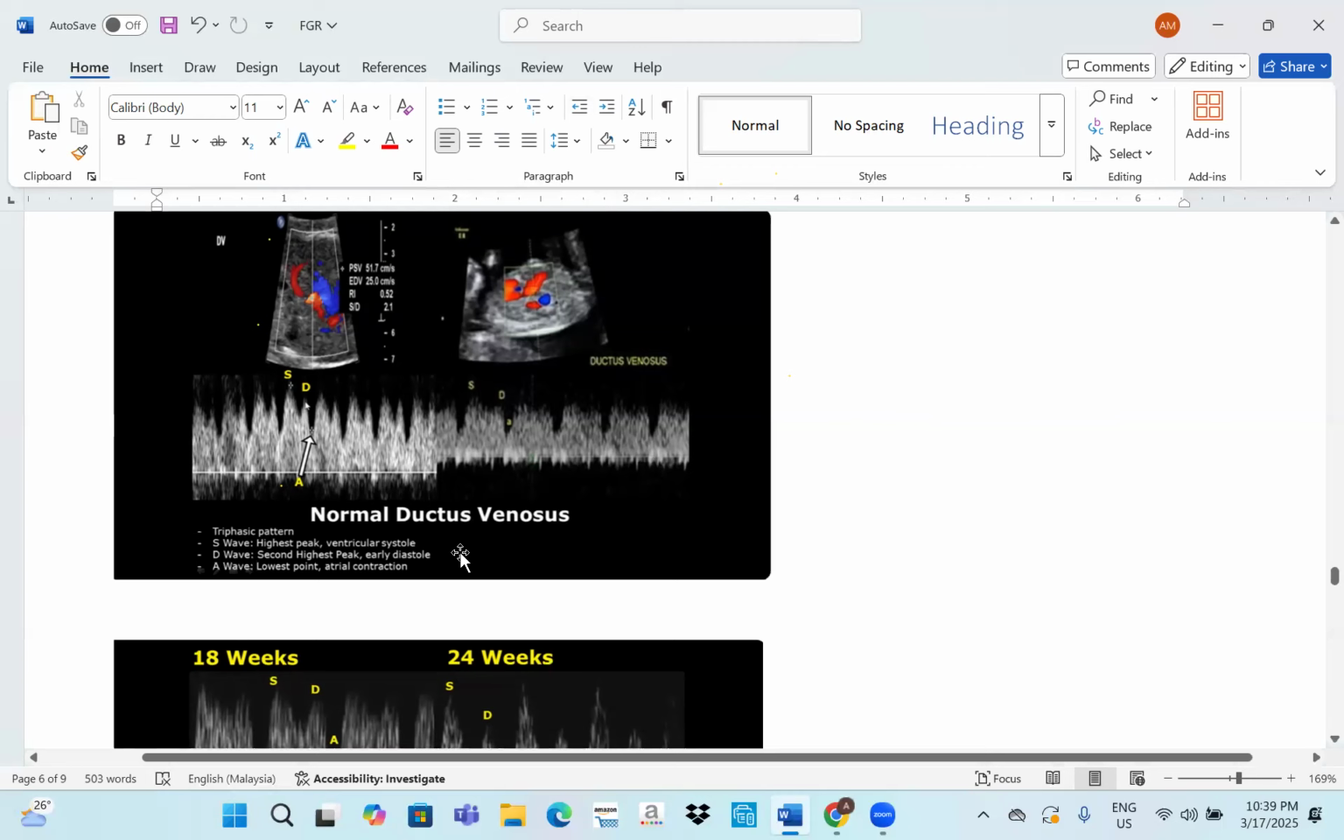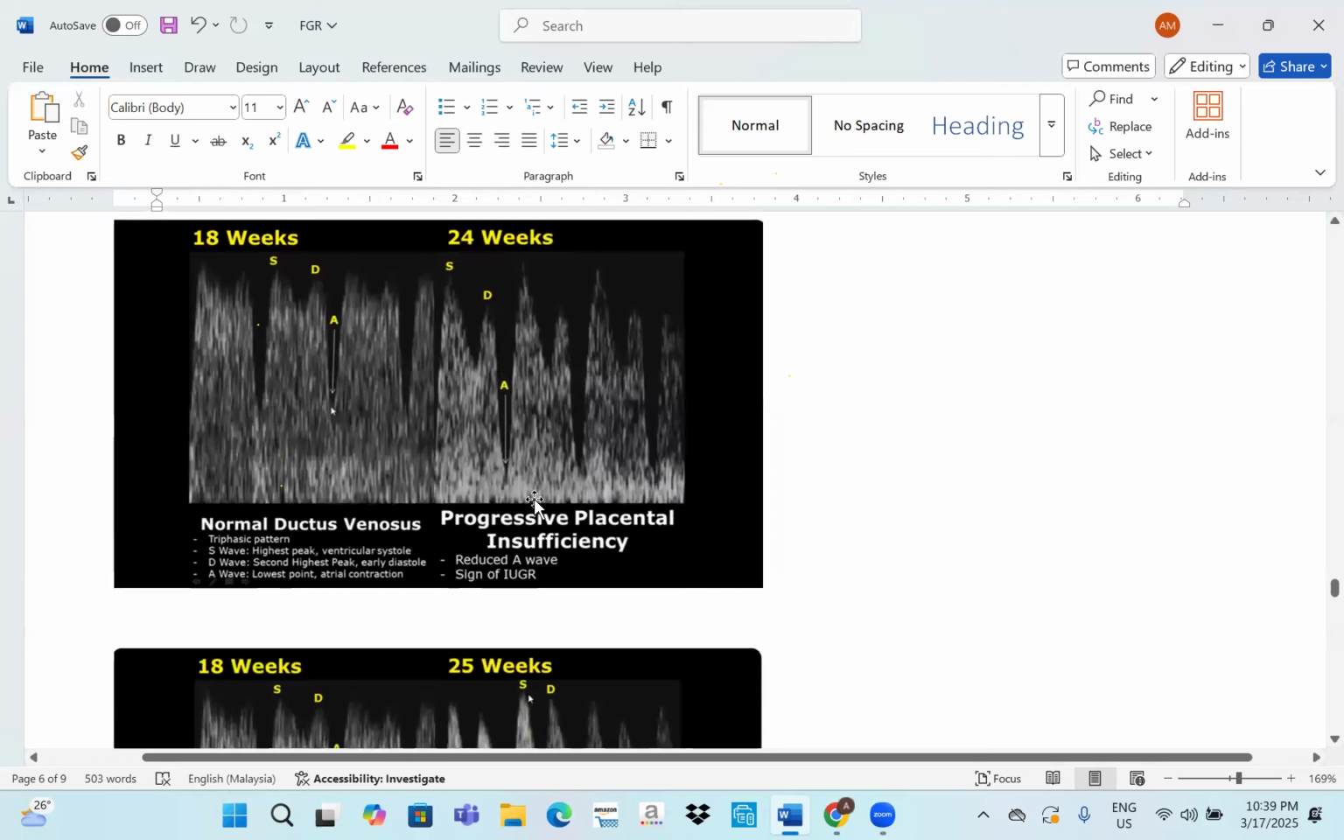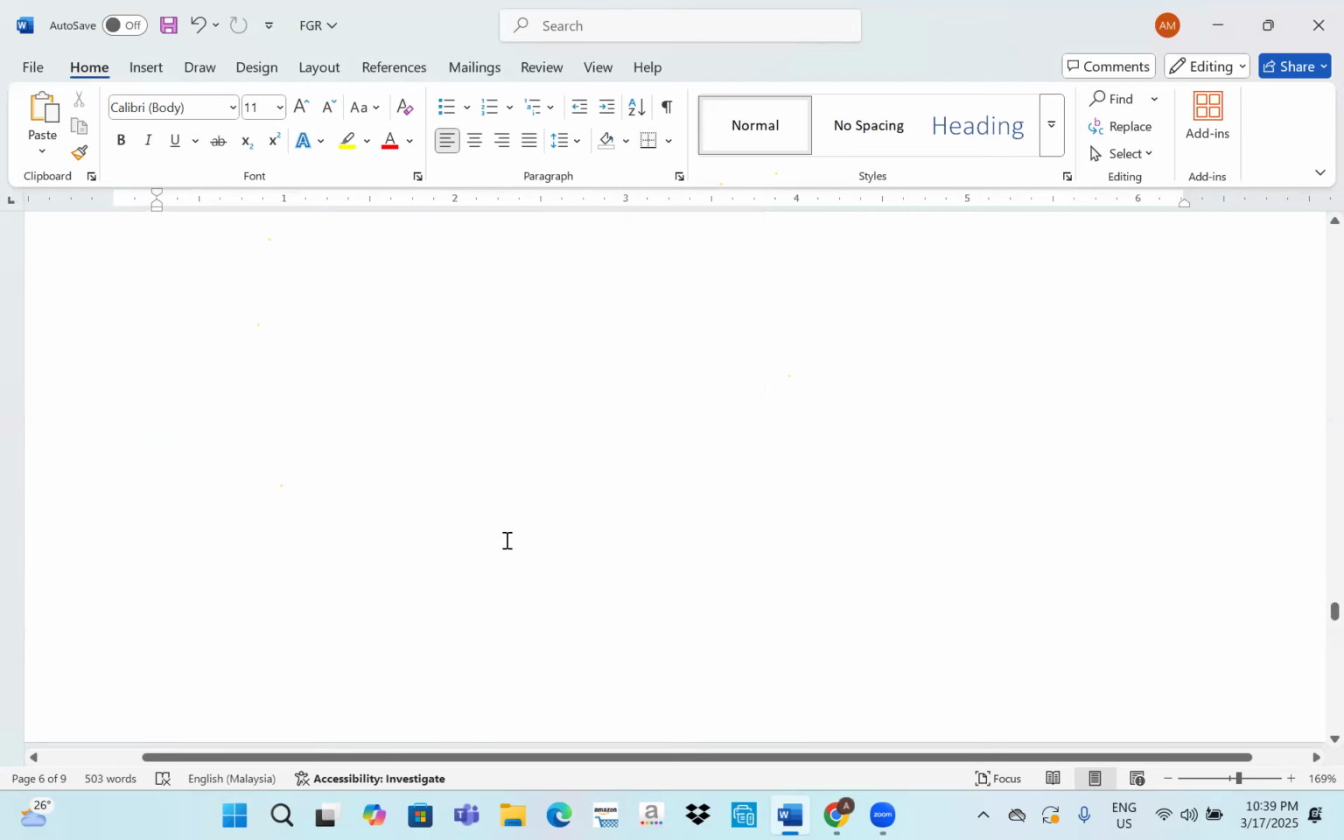But you just know this thing: this is the normal ductus venosus chart. This is the A wave. This is the reduced A wave. This is the progressively decreased A wave. And this is the reverse A wave. Okay.